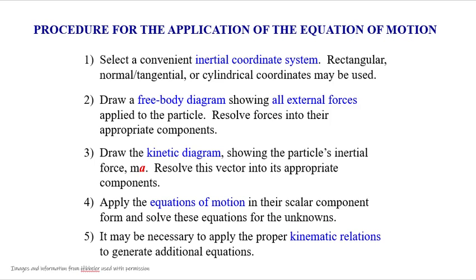So now we have a procedure for how we're going to deal with these problems. You want to select a convenient inertial coordinate system. You want to make sure you draw your free body diagrams. You want to draw the kinetic diagram, so we're going to add things like friction, velocity, and other components to it. Those free body diagrams that we've spent so much time on become incredibly important here. Then we apply our equations of motion on their scalar components, solve them, and we may have to apply proper kinematic relationships. To help us with this, we've got a couple of examples.